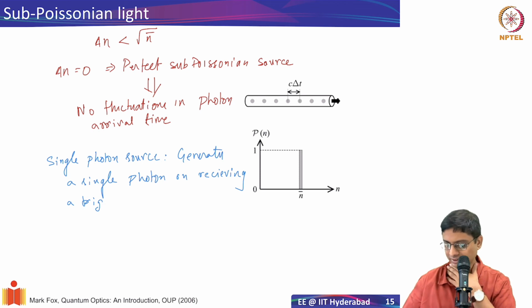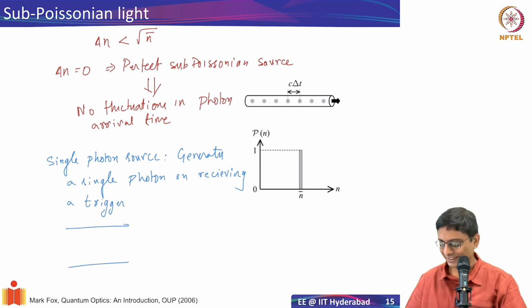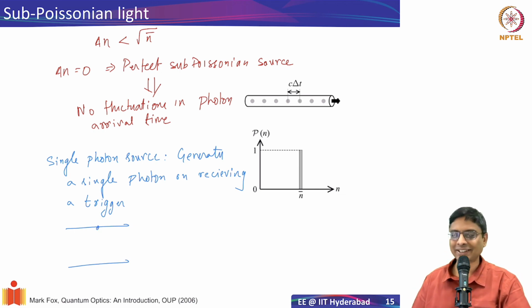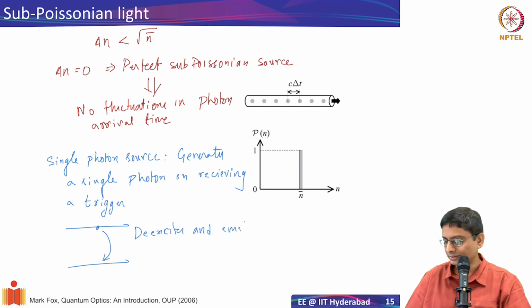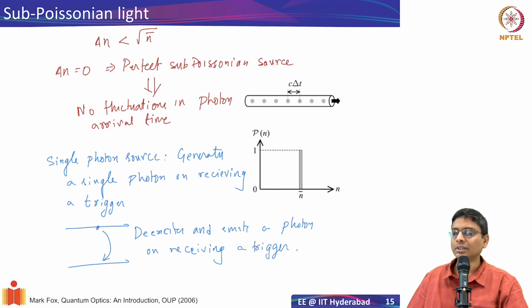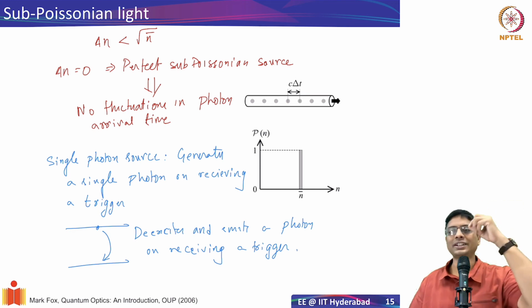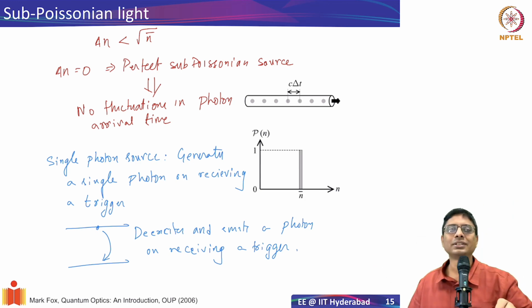An example could be a two-level system, which we studied. Let's say there's an electron in the excited state. On receiving a trigger, it de-excites and emits a photon. That's a single photon source. So basically, you make sure that you have the excited state and then simply make it emit a photon.